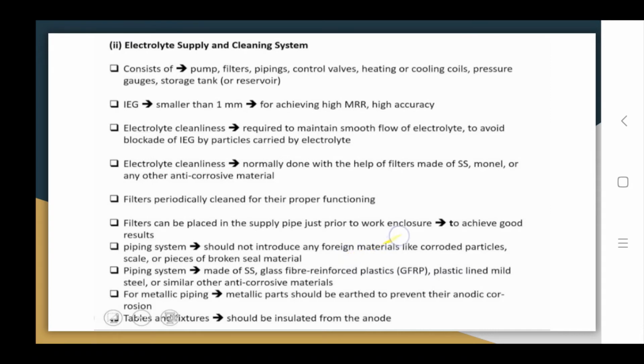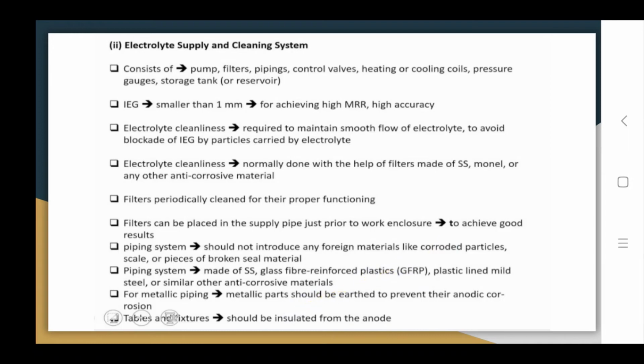And the piping system is therefore made up of stainless steel, glass fiber reinforced plastic, lined mild steel, or similar other anti-corrosive materials. Okay, so they are the materials for the piping system. If metallic pipe is used, all the metallic parts should be earthed to prevent their anodic corrosion. Also, tables and fixtures should be insulated from the anode.